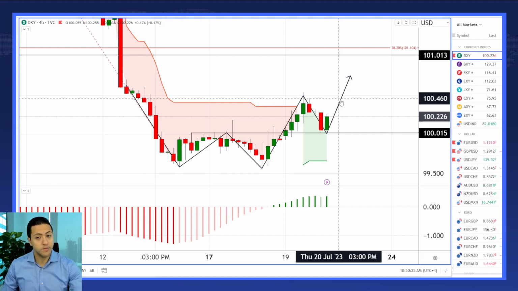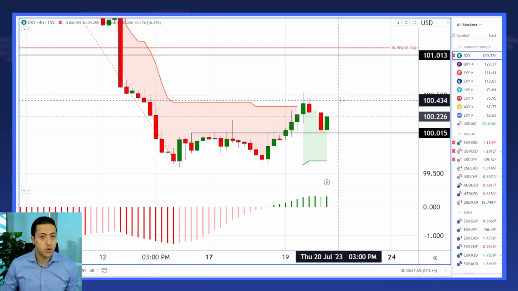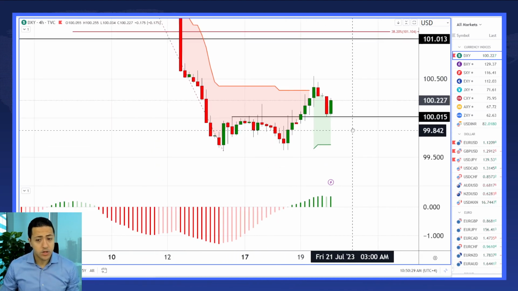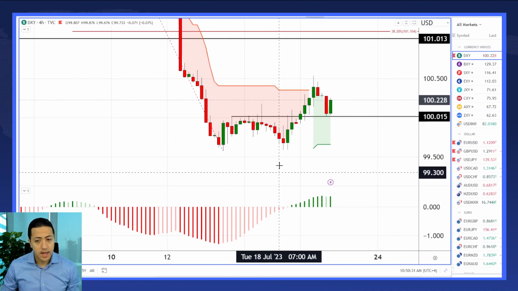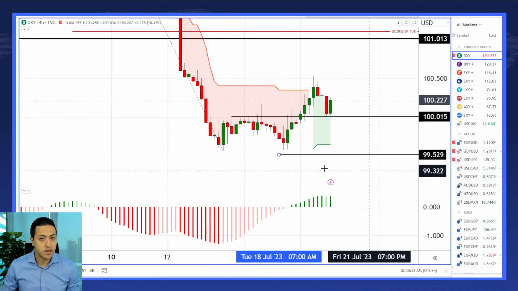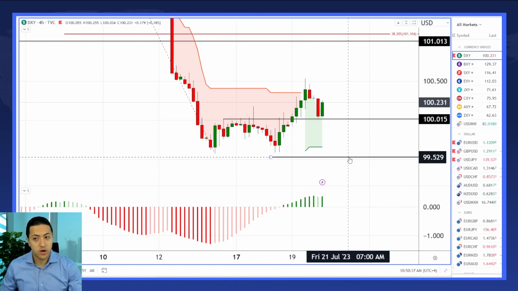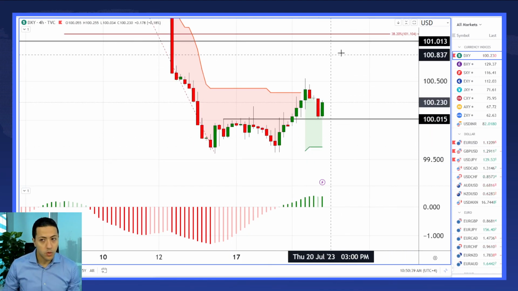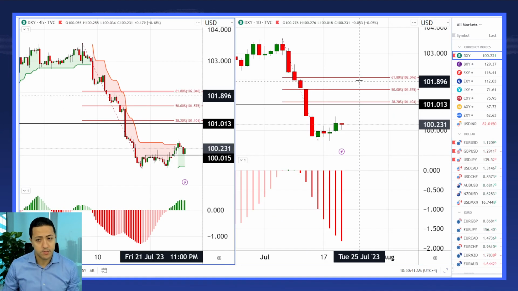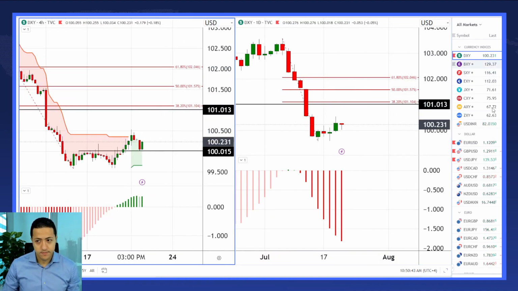We still have our bullish view on the US dollar index as long as we are trading above the levels of 99.50. We can expect to see a move higher to the levels of 101, which is around the 38.20% Fibonacci.